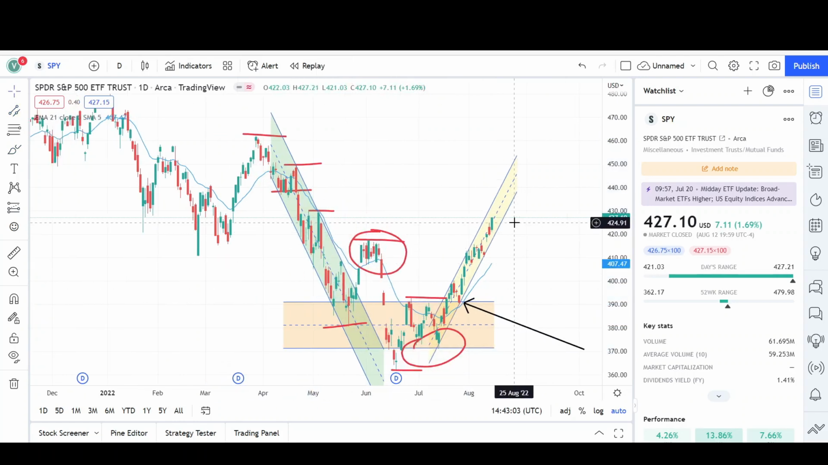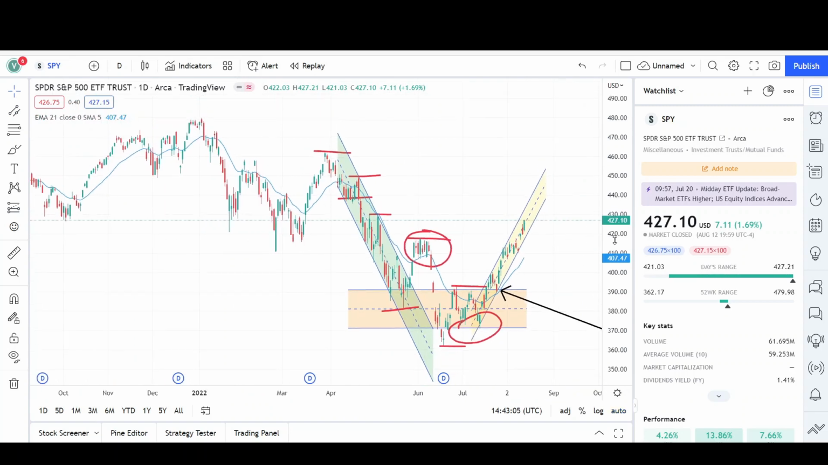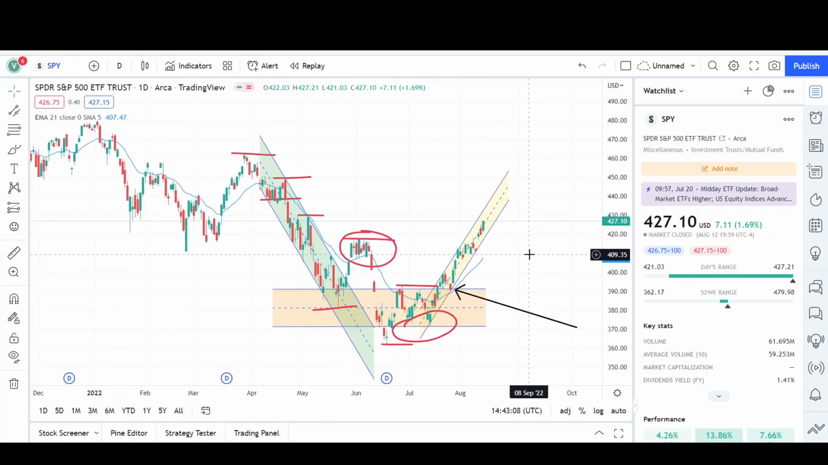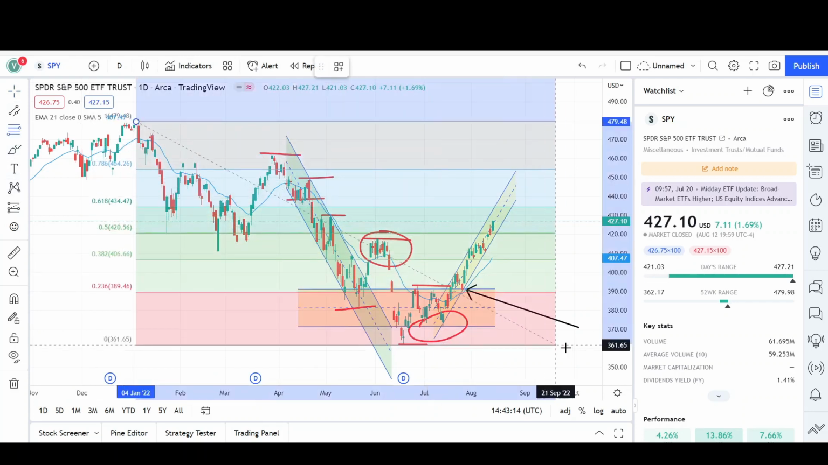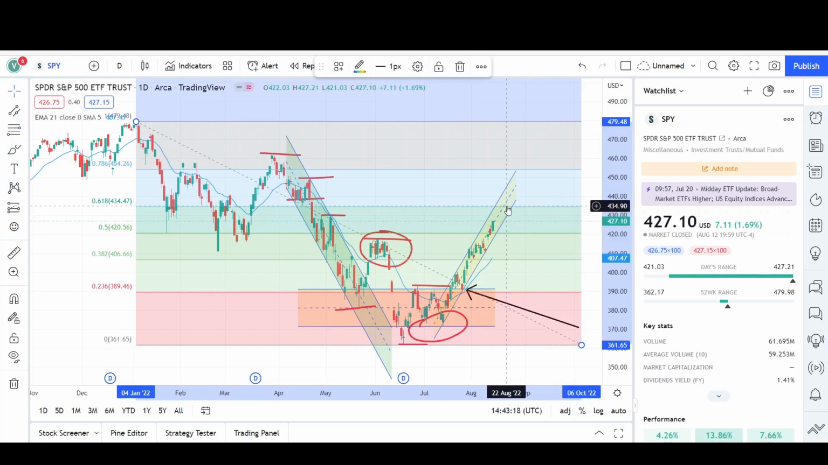But still, as of right now, I would say it's still a correction, and I'll still be expecting retests of these lows, because if I do a Fibonacci retracement from the high point to the low point, we did surpass the 50% retracement, but as long as we stay within the 618, this is still a correction to me, and we still can go down to the lows.